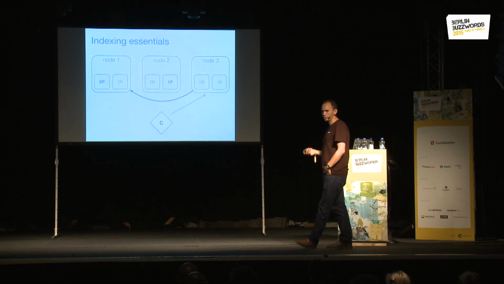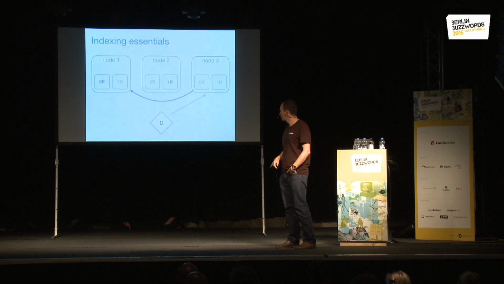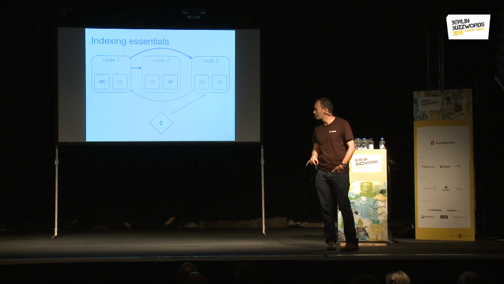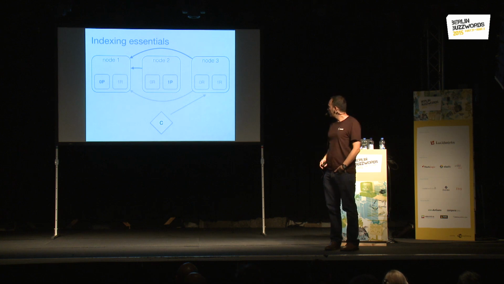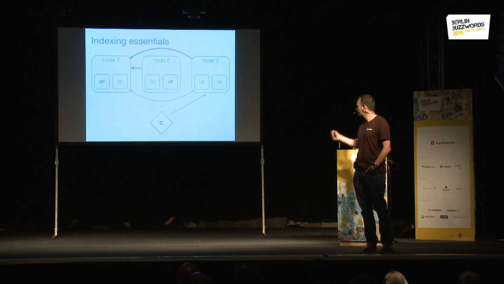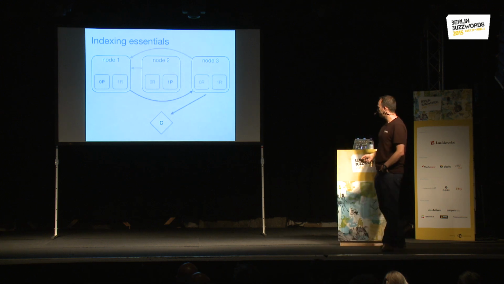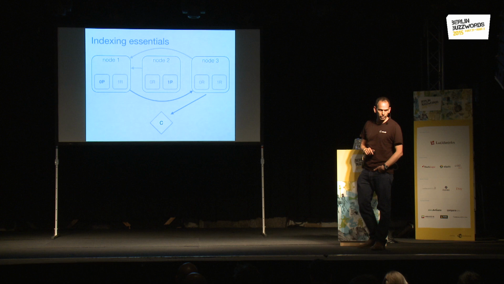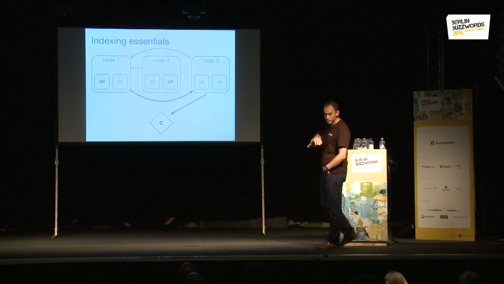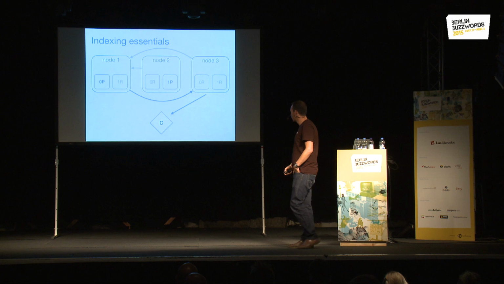Node number 1 will index this document or apply the change, and then replicate it to all the replicas associated with the same shard. And only once that has been done, when it got acknowledgement from the two different copies, will it respond back to the client. Okay? So we call this synchronous replication. Notice how it routes to all the copies before acknowledging.